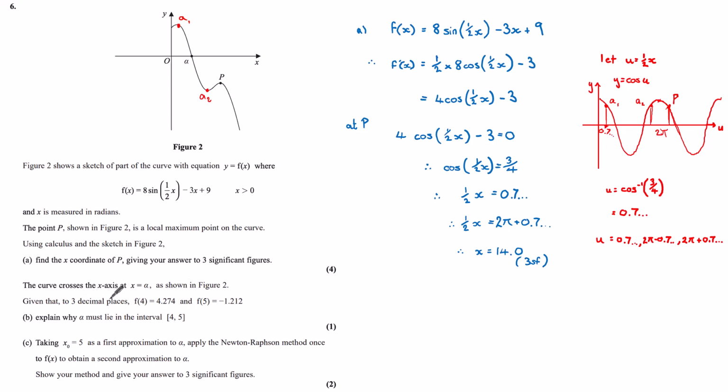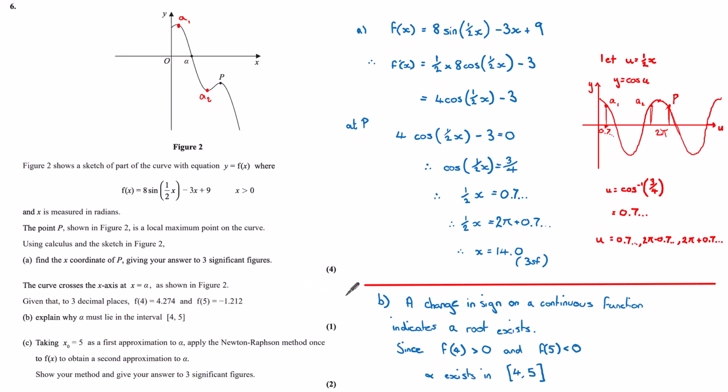The curve crosses the x-axis at x is equal to alpha, as shown in figure 2. Given that to 3 decimal places, f of 4 is 4.274 and f of 5 is minus 1.212. Explain why alpha must lie in the interval 4, 5.